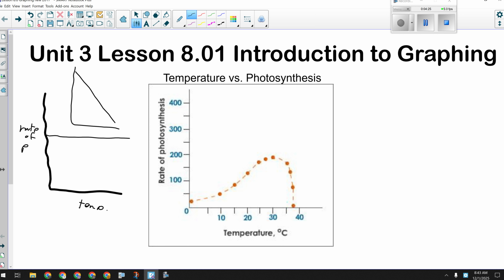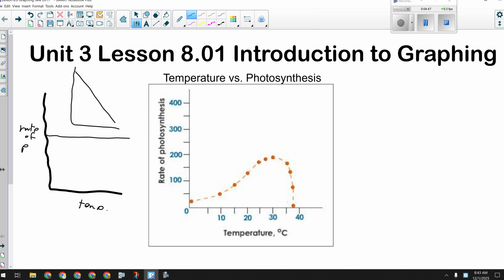I mean, it's got a title, so I know what it's about, right? It's temperature versus photosynthesis. On the x-axis, they've got it labeled. That's where temperature is. That tells me that in that experiment, temperature was the manipulated variable. They tell me that the units are in degrees Celsius. It'd be a lot different if that was in Kelvin or Fahrenheit, so it's important to have the units there.